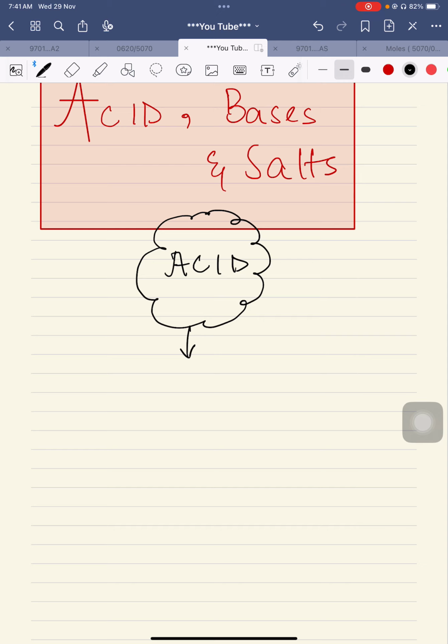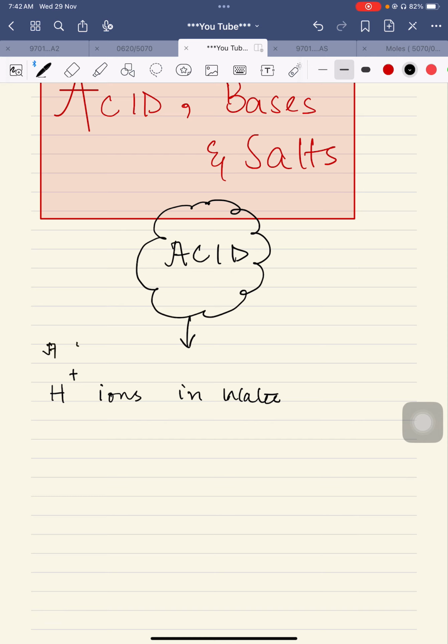An acid is a substance which releases hydrogen ions in water. Okay, so this is the definition. A substance which releases hydrogen ions in water. Should I write H plus like this? Yes. Should I write H plus 1? You can write. So both of the options are there. When there is plus or plus 1, they are the same. So a substance which releases hydrogen ions in water is called an acid.